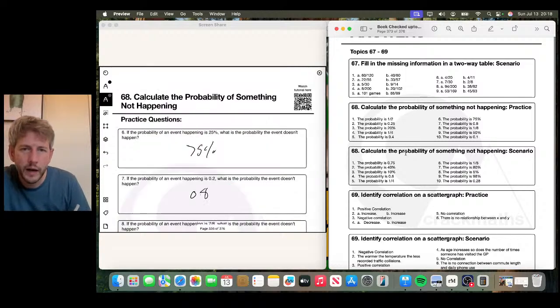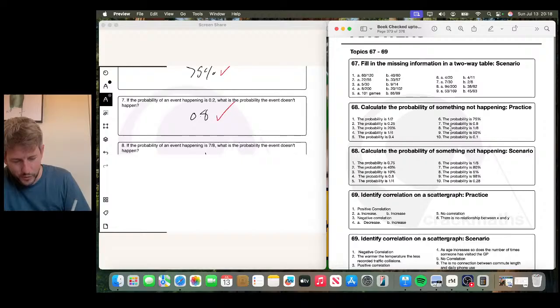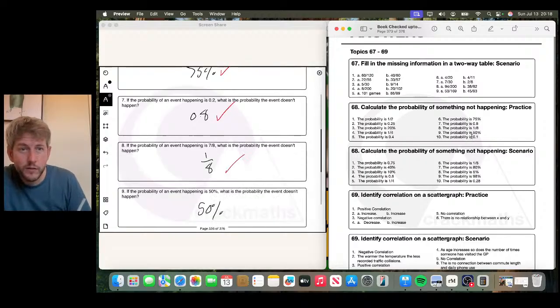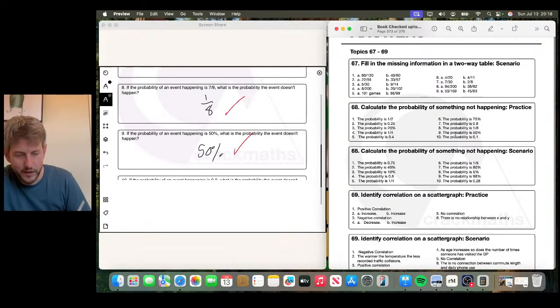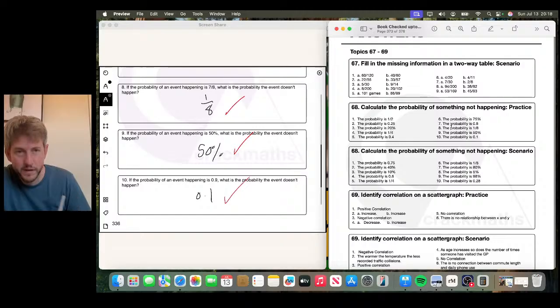We've got 75%. We've got 0.8. We have 1 over 8. We've got 50%. And we've got 0.1. Wonderful.